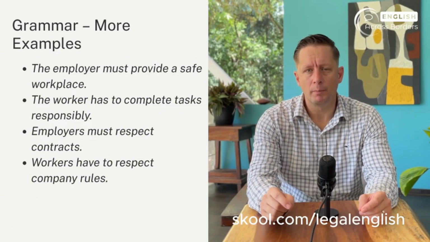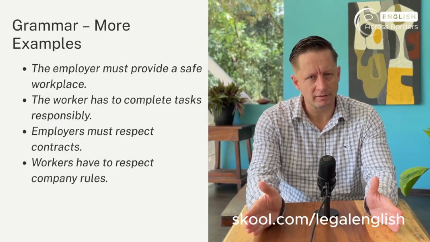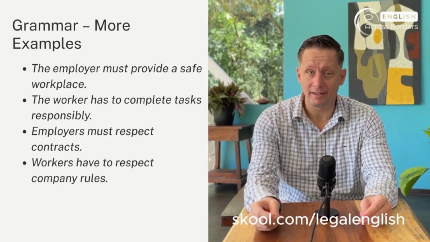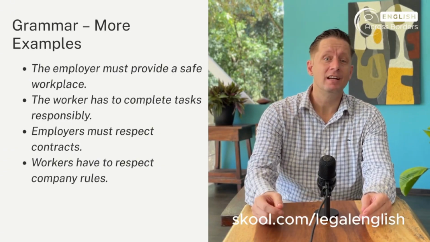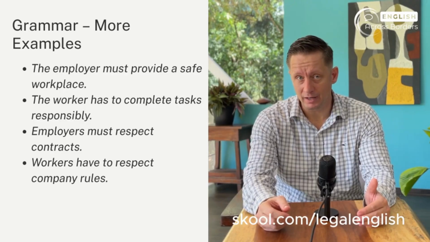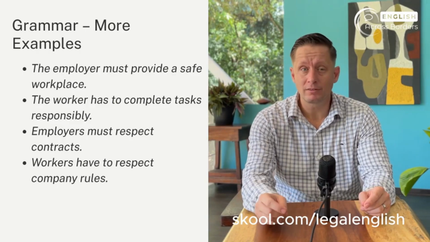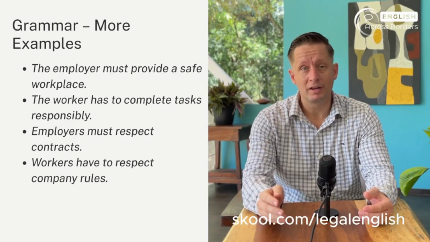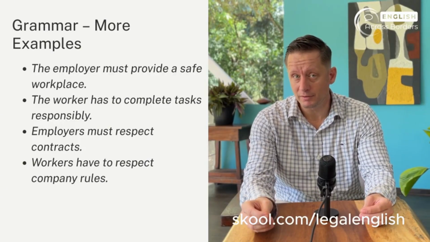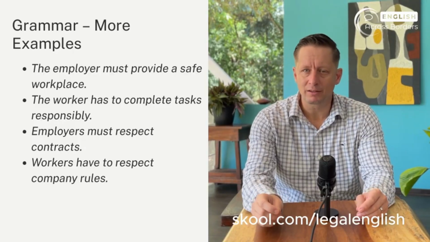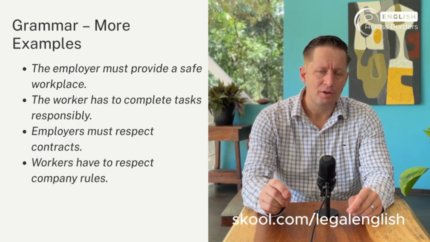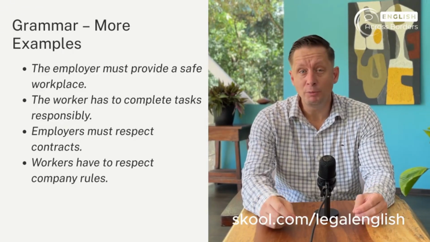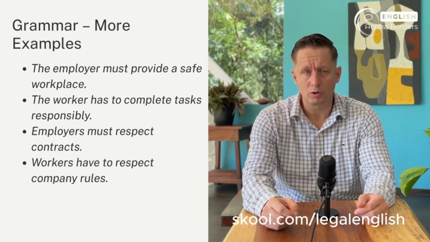Let's look at more examples. The employer must provide a safe workplace. This is a legal duty. The worker has to complete tasks responsibly. This is a responsibility in the contract. Employers must respect contracts. This shows that the law requires employers to follow agreements. Workers have to respect company rules. This shows the responsibility of workers. Using must and have to helps you explain clearly what the law requires.